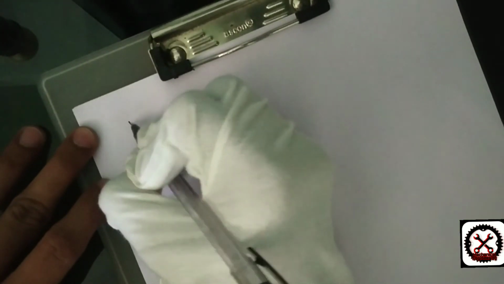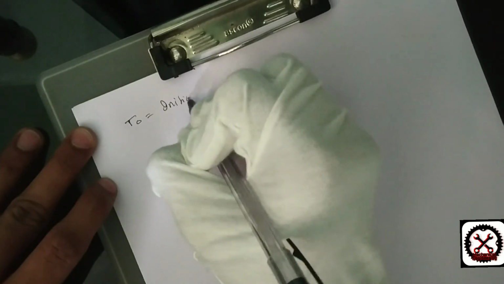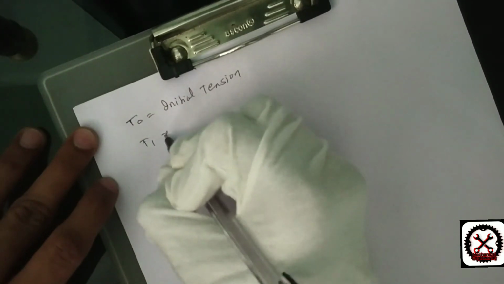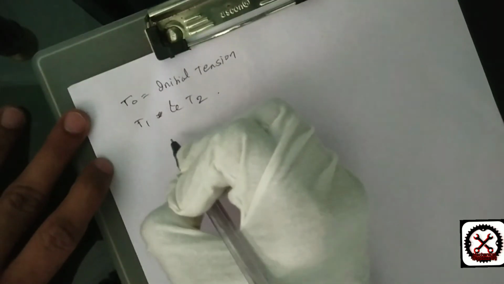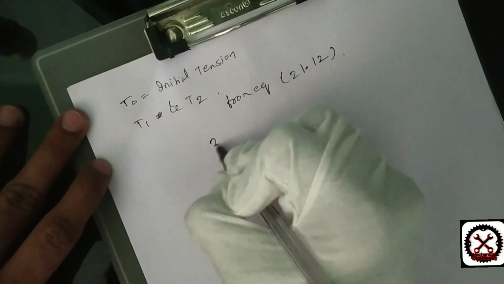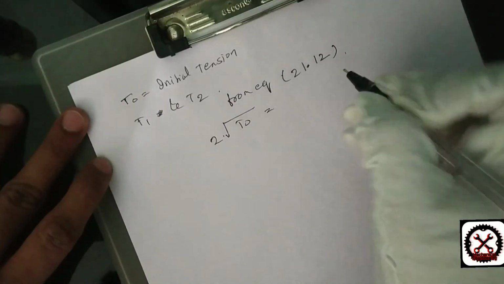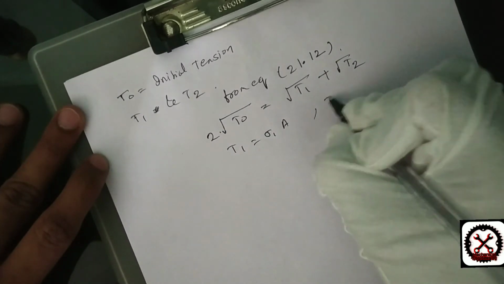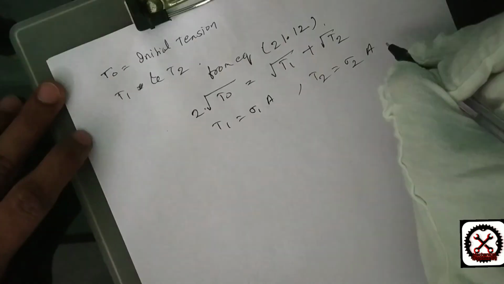Now further, next they might ask you to find the initial tensions or tensions in the pulley. Initial tension is T0. Tensions in the belt are T1 and T2. From equation number 21.12, we get the formula 2 root T0 equal to root T1 plus root T2, where T1 equal to sigma 1 into area of cross section and T2 equal to sigma 2 into area of cross section.